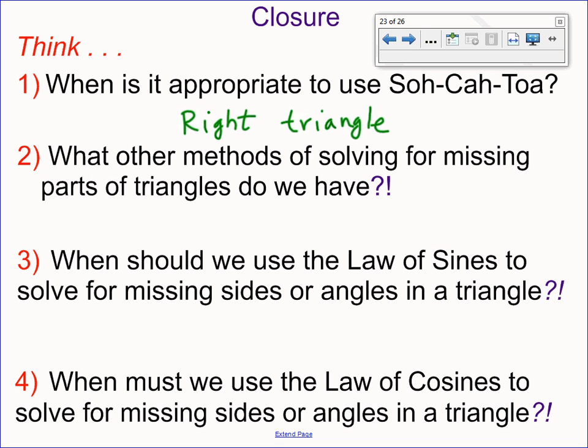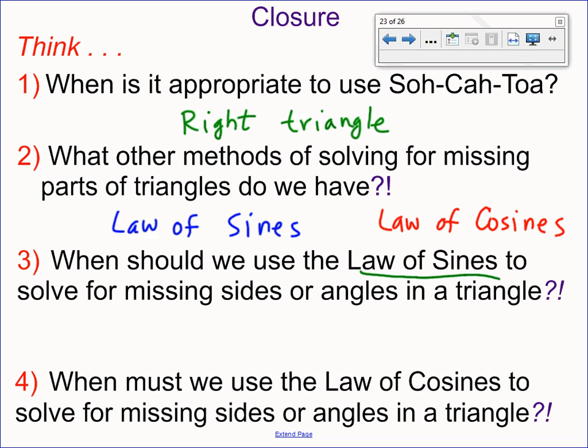What other methods do we have to find missing sides or angles? Mark? Law of sines. Good. We've got our law of sines, and we've got our law of cosines, each of which we generated and used today. Thank you. When is it appropriate to use law of sines? What must we have for given information? Joe? You have the opposite side angle there.